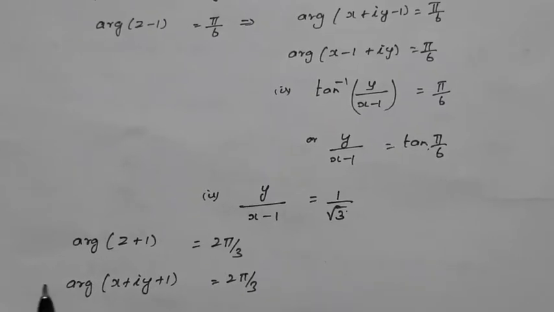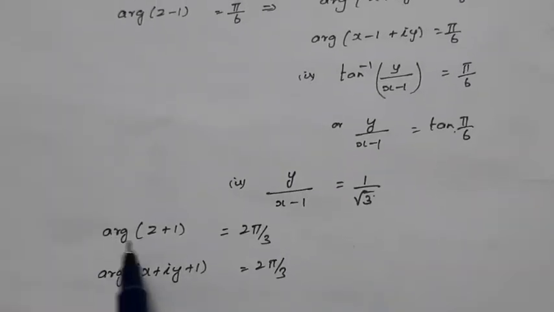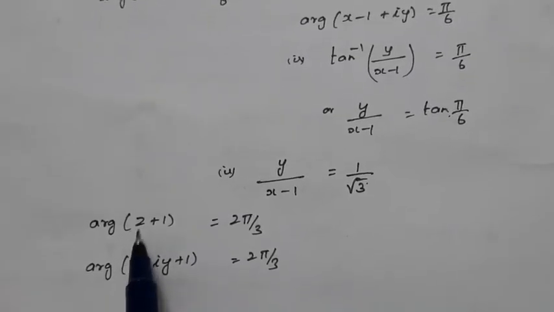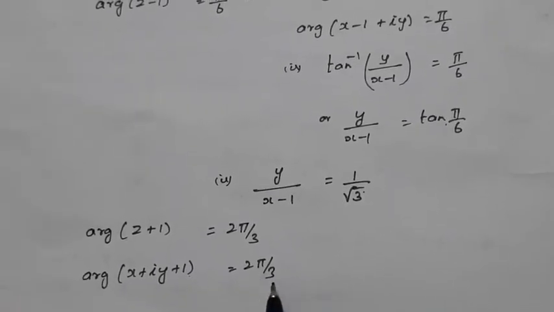Let it be. Now let us go to the second part. Argument of z plus 1 is equal to 2 pi by 3. So, the argument of, substituting z as x plus iy, plus 1, equal to 2 pi by 3.